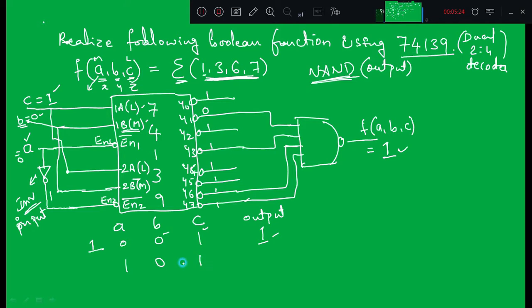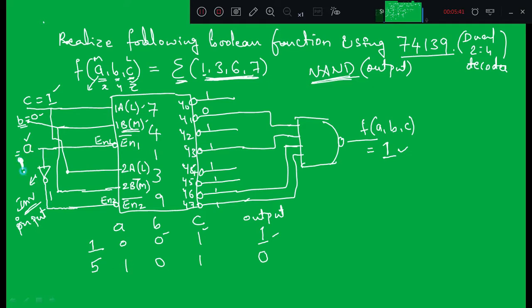We will verify it for one more combination. Let us say 101. What is the decimal equivalent of 101? It is 5. Is 5 there in the given function? No, that means the output should be 0. Let me verify this. What is the value of A here? A is 1 now.